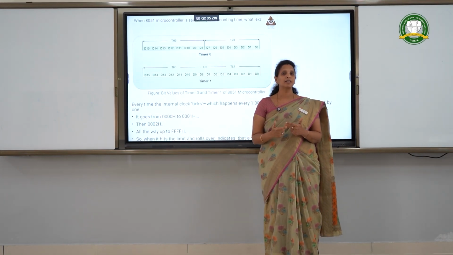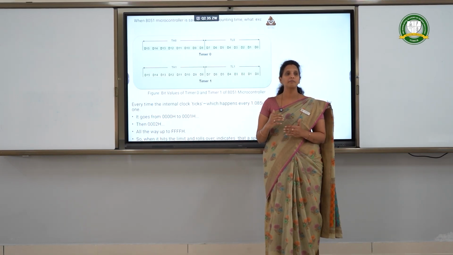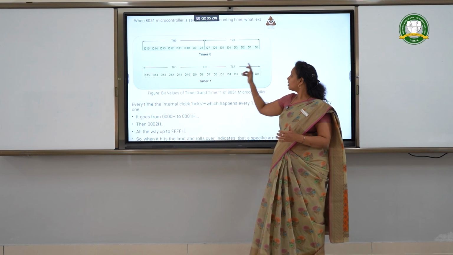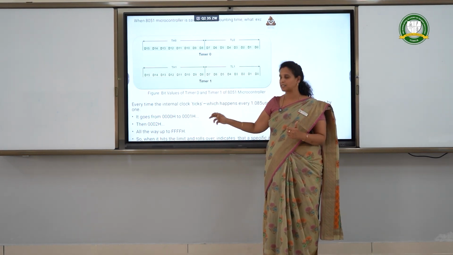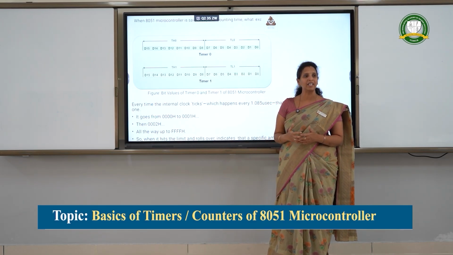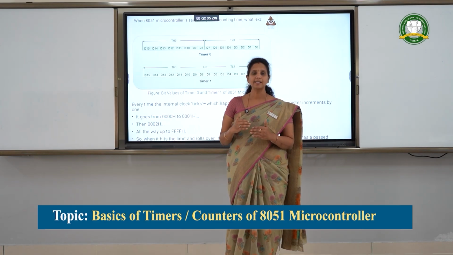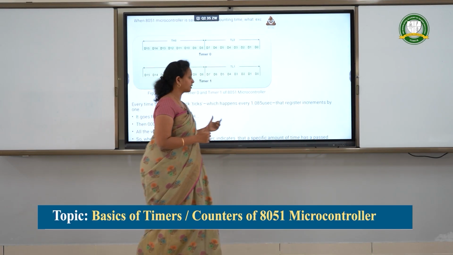Similarly, as the clock keeps ticking, the value keeps incrementing, and the maximum value it will reach is FFFFH. Why? Because all the bits in the timer register reach the value 1, and that maximum value is FFFFH. Whenever it reaches its maximum value, the timer has reached its maximum limit and some amount of delay has been generated.